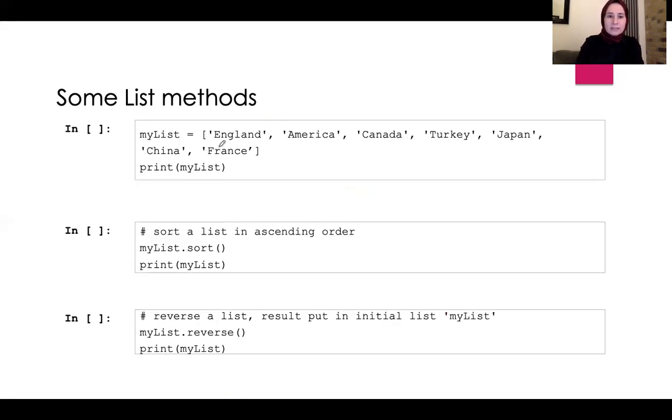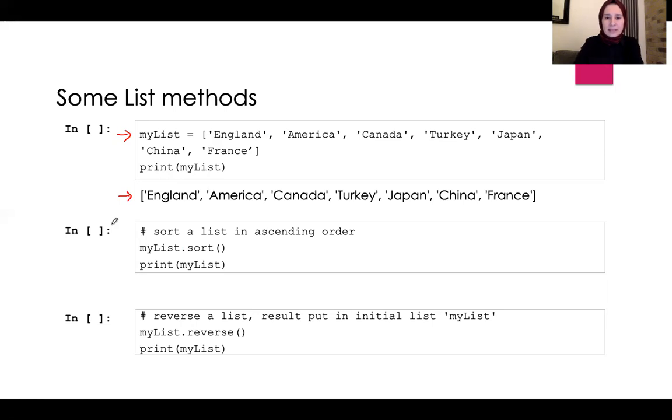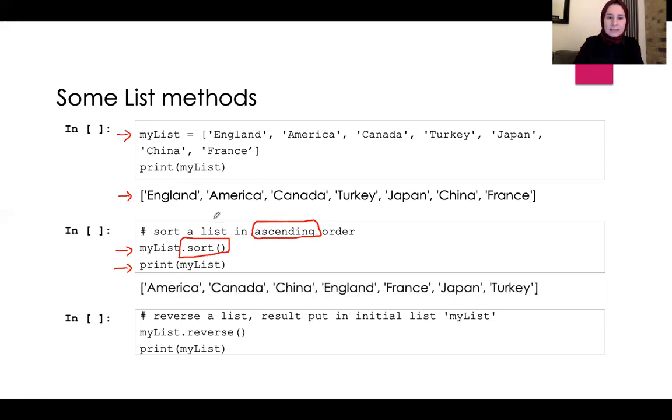So yes, we have a list here, guys. Now we will be looking at how we can sort a list and how we can reverse the list. This is our list. Now we want to sort the list in ascending order. To do that, we use the sort method here. Once you apply this method to your list and print it, you will see that your list is sorted in ascending order.